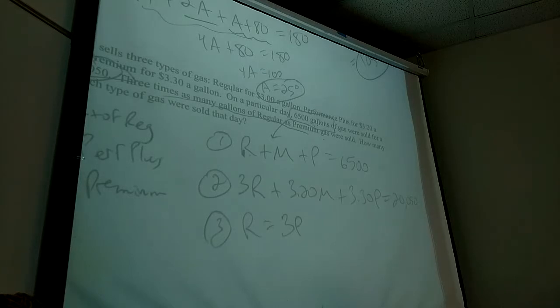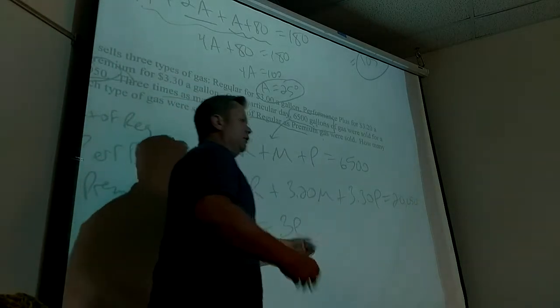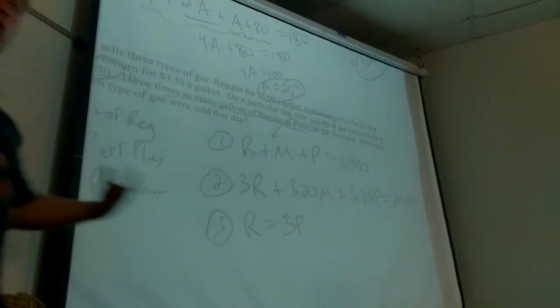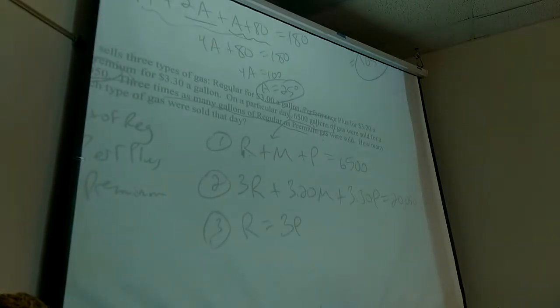Again, that's English grammar, really. 3 times as many gallons of regular. So there's more regular. So you wouldn't say 3R equals P because then there's more premium. Whatever the regular is, it's 3 times the premium. That makes sense. That's what it's saying. There's more regular. How much more? 3 times as much.